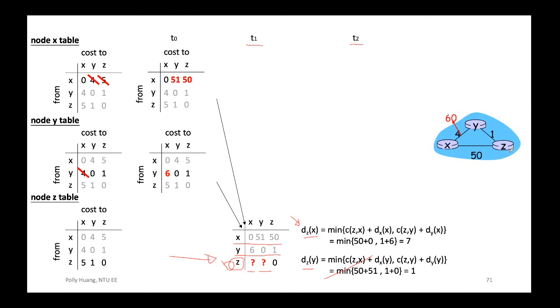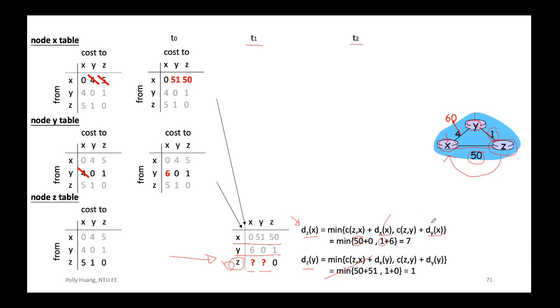Once again, from source z to destination x, there are two possible neighbors of z: x and y. For the first neighbor, the link costs 50. For the second neighbor, the link costs 1. So we have 50 and 1. Then the final destination is x, so we need to know the value of dxx. And through y, we need to know dyx.